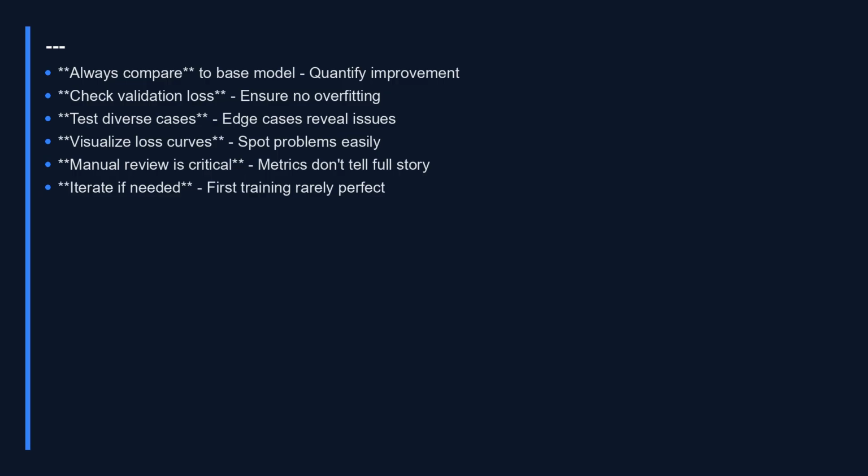Manual review is irreplaceable. A 91% field match score can hide a model that's structurally broken in ways the metric doesn't capture. And iterate without hesitation. The first training run is rarely the best one, and now you have the tools to know exactly what to change.